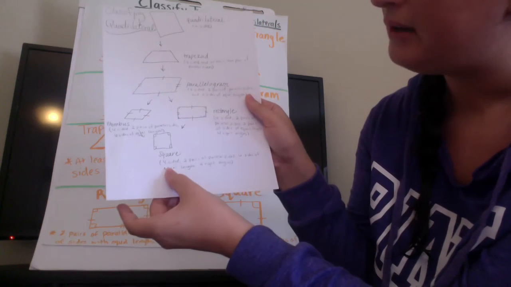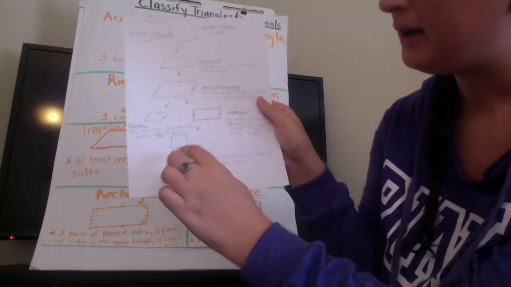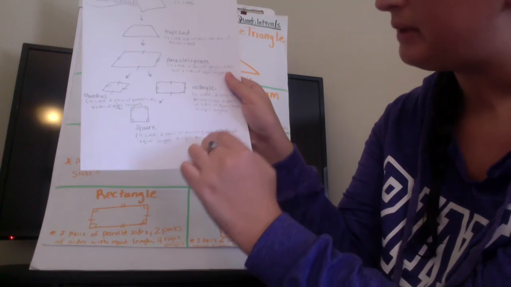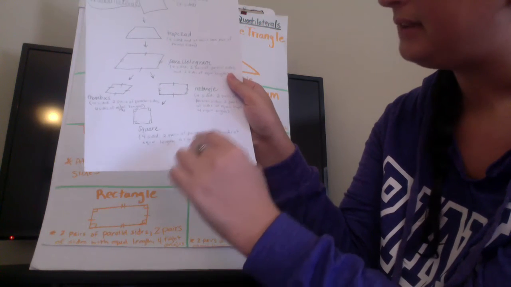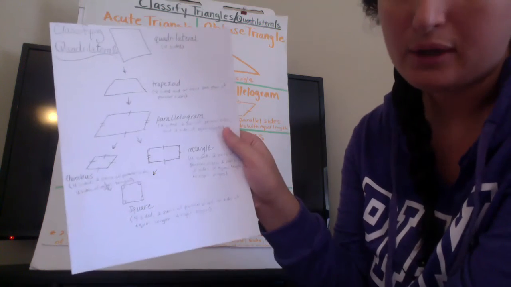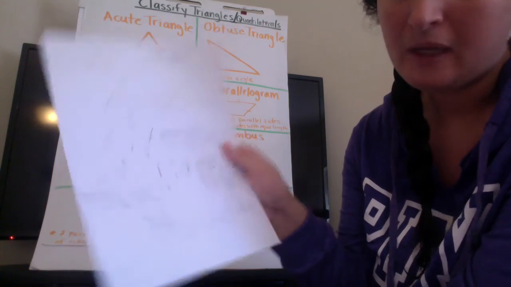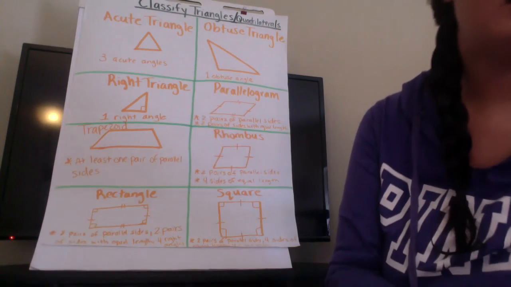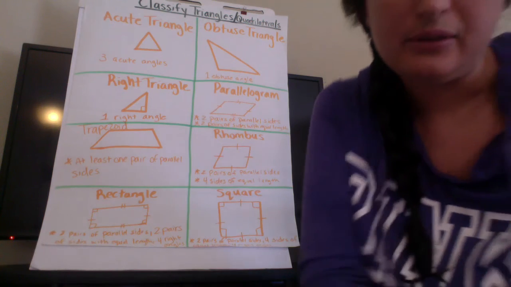And then a square is all of the things. So a square has 4 sides. It has 2 pairs of parallel sides. It has 4 sides of equal length. It has 4 right angles. So it really has all of the qualities of all of the quadrilaterals. So I'll post a picture of that if you need to see that later on while you guys are working on your stuff.